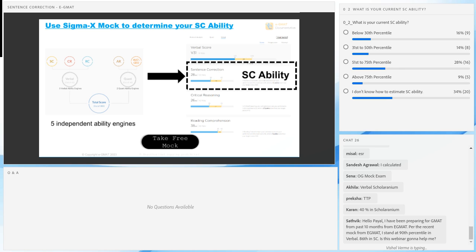Okay, so I would definitely strongly recommend that even people who are not thinking of preparing for SC sit in this webinar. In fact, our course for GMAT Focus will have certain essential parts from sentence correction. So definitely keep that in mind before you decide to skip this session.